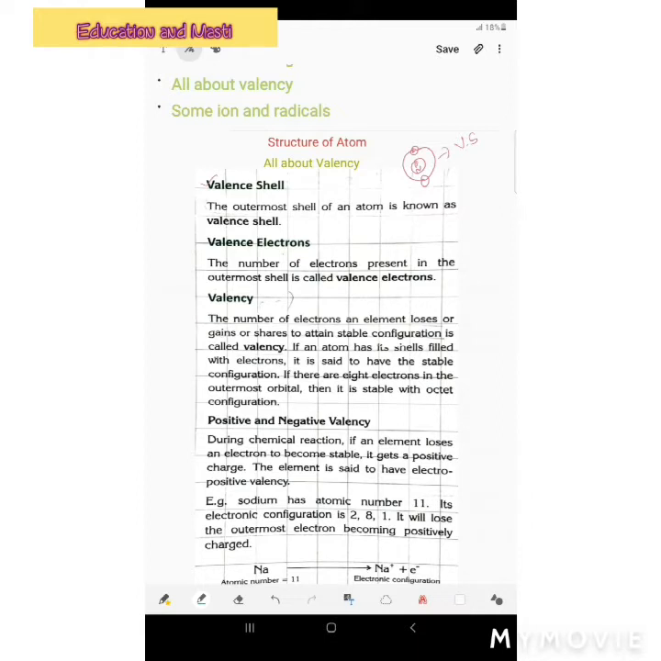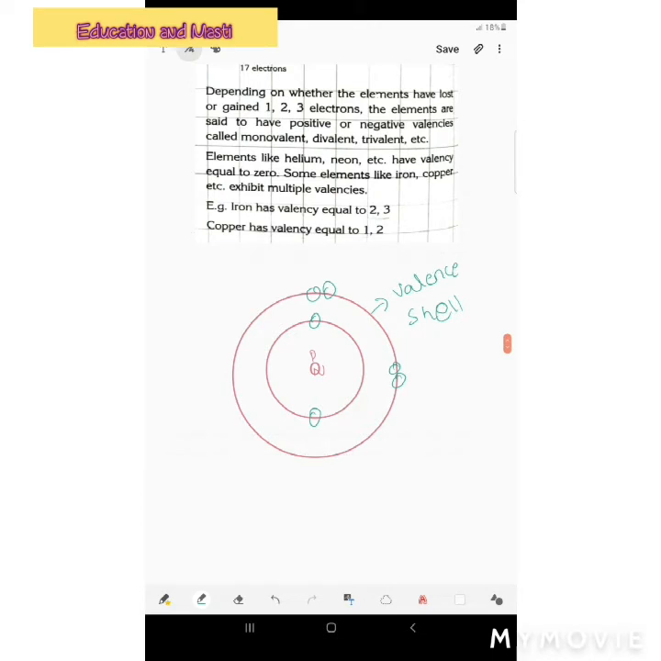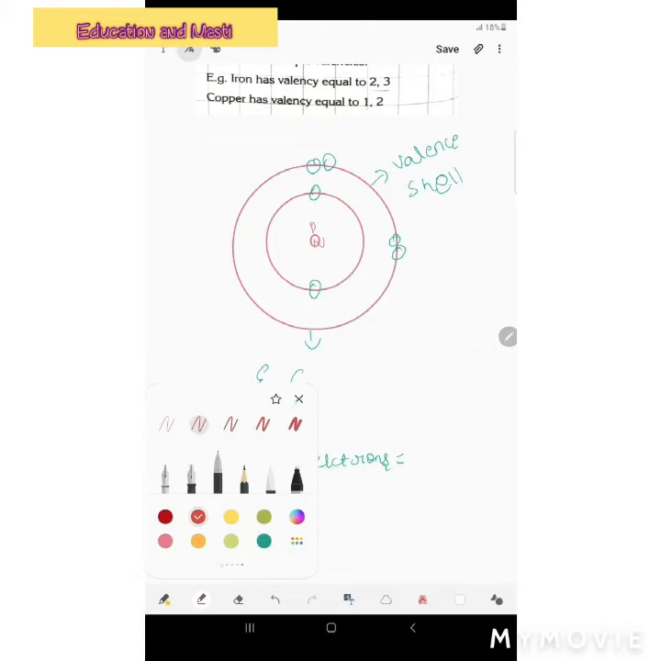Now what is the valence electron? The number of electrons present in the outermost shell is called the valence electrons. If I ask you how many valence electrons are present in this electronic configuration, your answer should be 4. Now you will ask how it is 4. By the definition, the number of electrons present in the last shell, that is the valence shell, is 4. 1, 2, 3, 4.